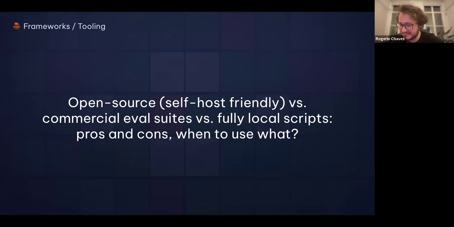Cool. Then I think that is the second to last question. Open source, self-host versus friendly, commercial eval suite versus fully local scripts, pros and cons, when to use what. Yeah, you had a strong opinion on that one. Yeah, you definitely do. And let me start off with the last one, right?